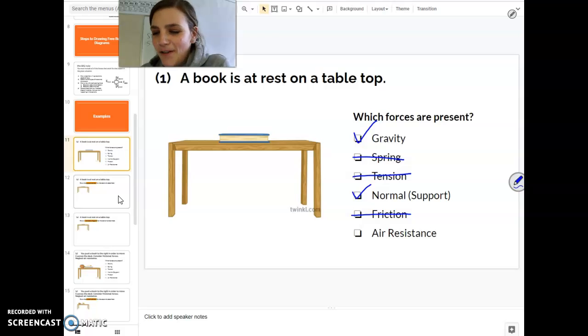Negligible amounts of static friction, but we just don't count it. And since it's not free falling or anything like that, it's not flying through the air, there's no air resistance. So, which forces are present? There's only gravity and the normal or support force. All right, I'm going to delete this one.